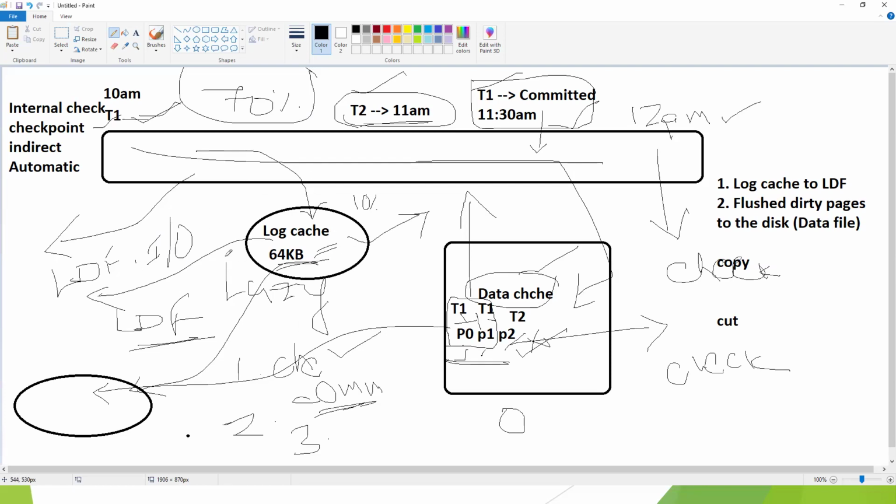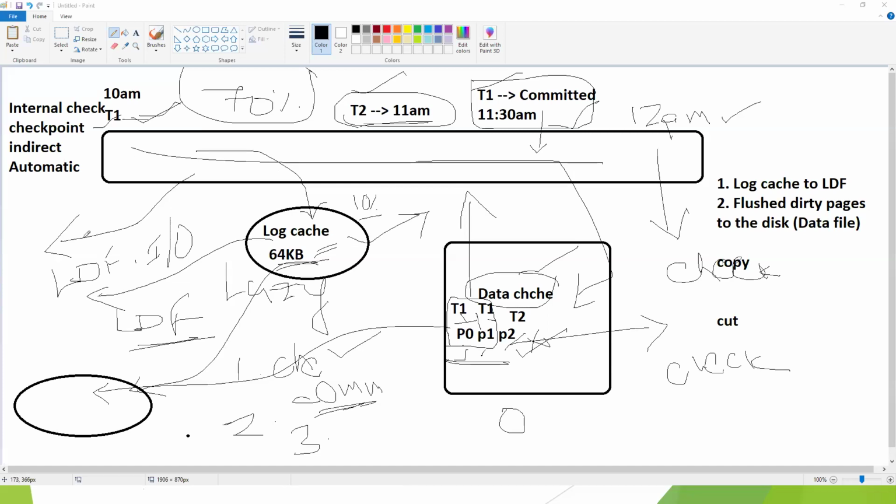And if there are no modifications, right? As I said, it's 10%, I don't remember the internals exactly, 10% or something. Suppose there is no modification, the checkpoint would not even be affected. If that is the case, you might see that the log file is full, and if you check the log reuse wait description, the reason for the log file being full, you might see it is waiting for a checkpoint. In that case, you can just manually execute the checkpoint.